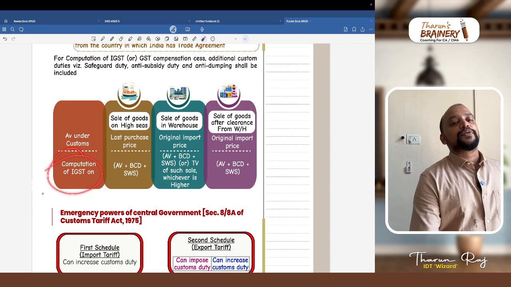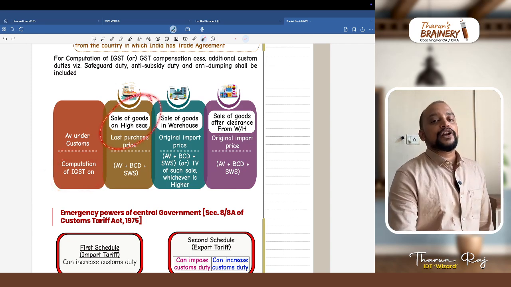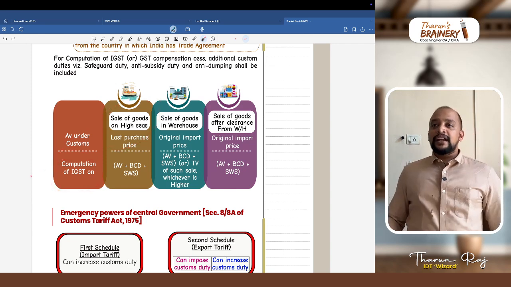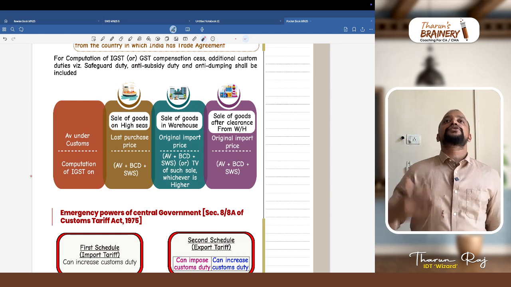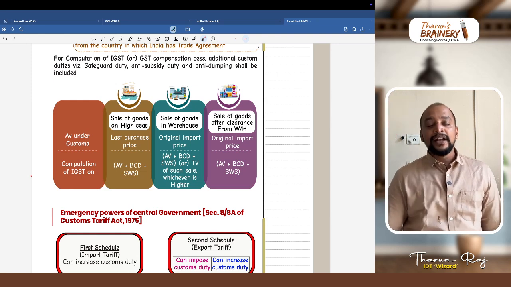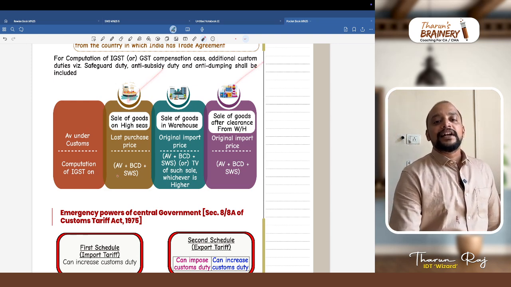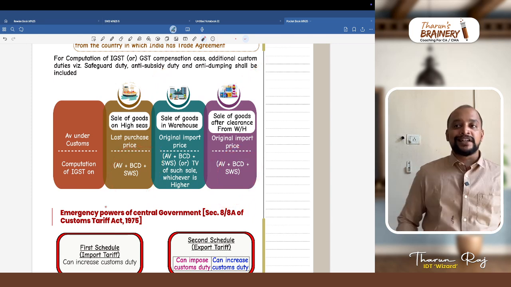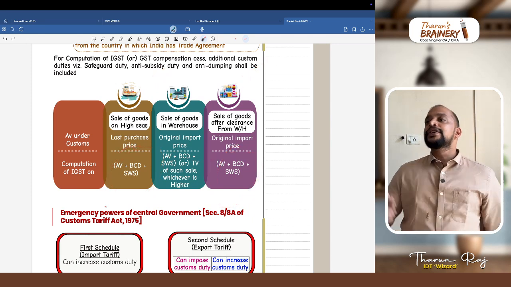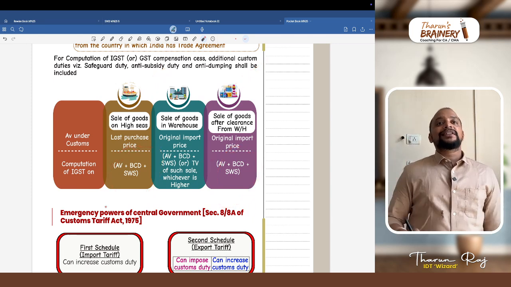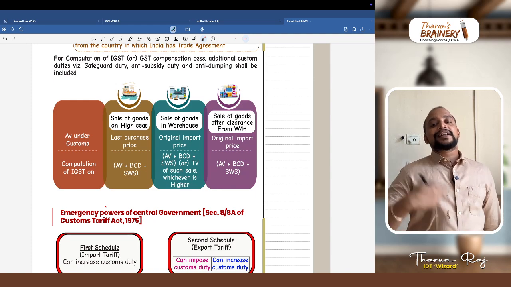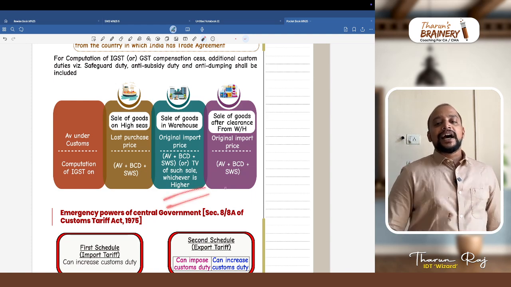And what is the method of computation of IGST? In case of sale on high seas basis, the normal way, that is assessable value, basic customs duty, social welfare surcharge, everything we need to take. For the first case and the last case, it is the normal way only we need to compute IGST. Only in case of warehoused goods, we need to do the comparison. What is that? The normal way or the transaction value of such sale, whichever is higher.